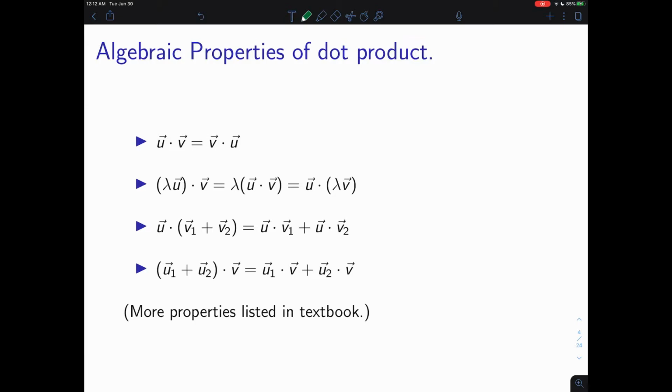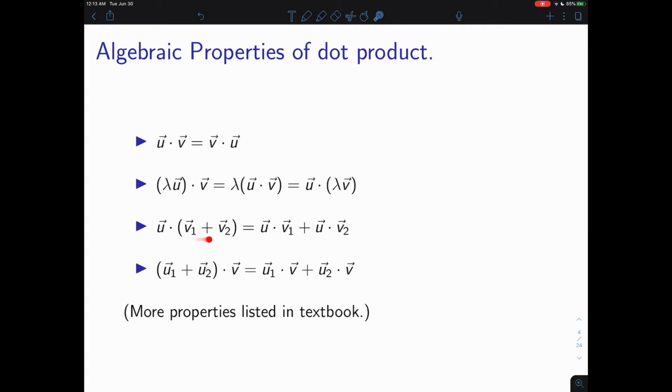We wrote a very algebraic formula for it. So what are some algebraic properties of it? There's a list here of 4 properties. U dot v equals v dot u. In other words, I can switch the order and it gives us the same result. If I multiplied one of the vectors by a scalar, it would be the same thing as doing the original dot product and multiplying the overall result by that number. Or it would be the same thing if I multiplied that number onto the other vector.